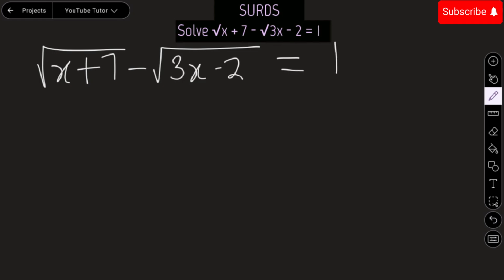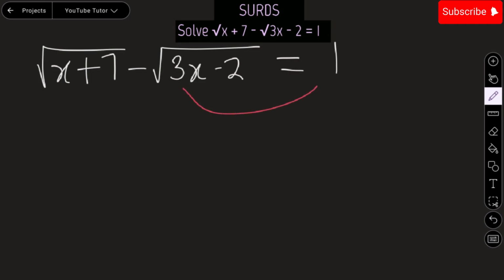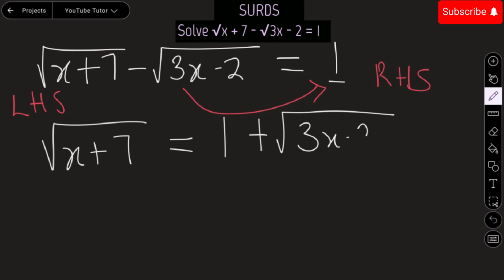To solve this type of question, what we can do is move this root of 3x minus 2 to the right hand side of the equation. This is the left hand side. So we rewrite it: x plus 7 under the root sign we maintain, equal to 1 is already here, it will be maintained, plus root of 3x minus 2. By the law of integers, when this moves to the right hand side, it becomes positive.